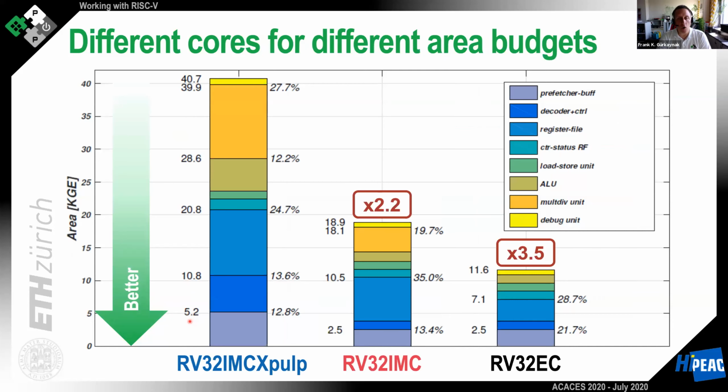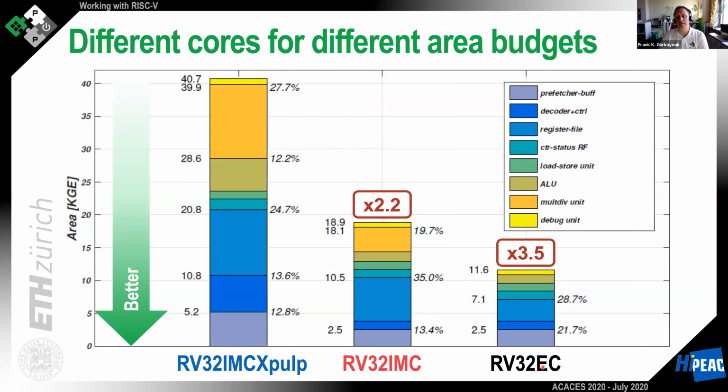Now, the same thing obviously has a price. The core that had all these extensions is larger. So this is the size in kilogate equivalents. The smaller, the better from an area point of view. And all these extensions will add to your area. And here you have the one with the 32-bit register file, and here you have the one with the 16.